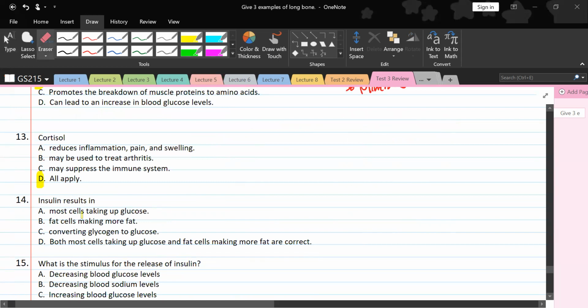Insulin results in most cells taking up glucose. That's correct. But let's keep reading. Fat cells making more fat, converting glycogen to glucose. Most cells taking up glucose and fat cells making more fat are correct. That's the one. Converting from glycogen to glucose is the function of glucagon.